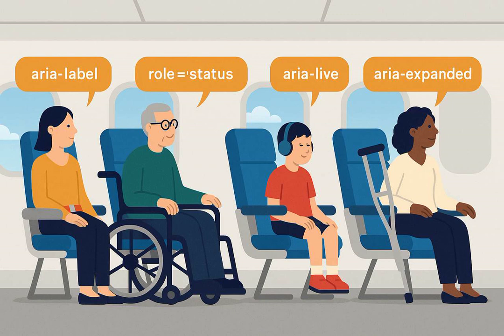Ask yourself, is the role what I expect? Is the accessible name coming from the label I wrote? Is anything marked as ARIA hidden that shouldn't be?